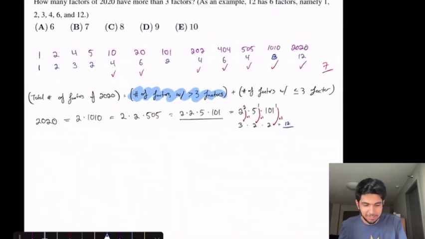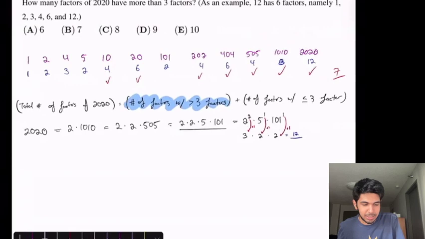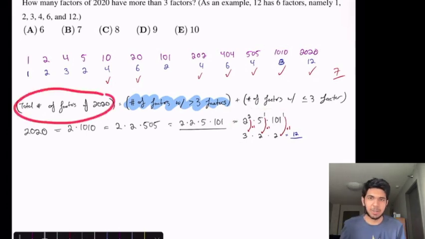And indeed, if you look back into what we just did up here, we listed out 12 factors. So 2020 has 12 factors. This is how you compute the number of factors of a number. Works for any number, just a helpful trick for you to know. Cool, so we've already solved for this part.